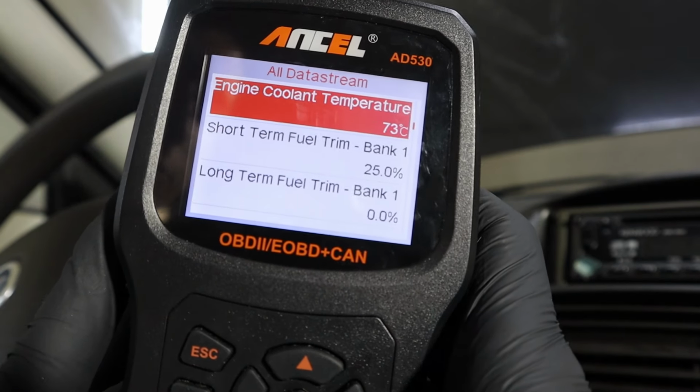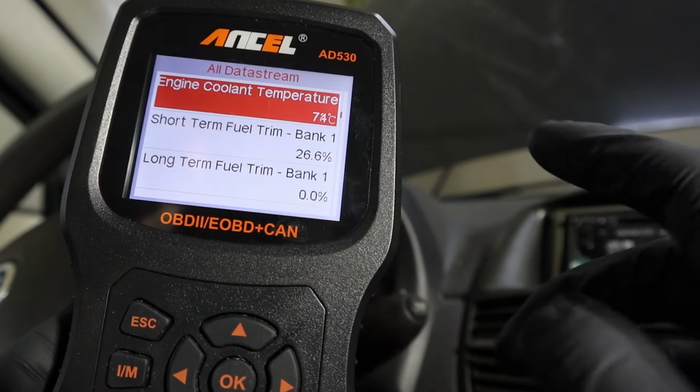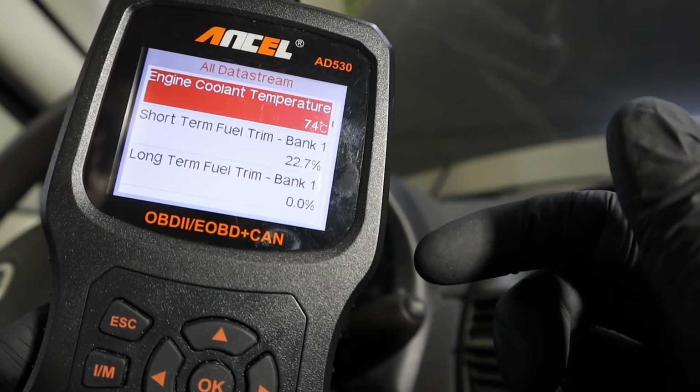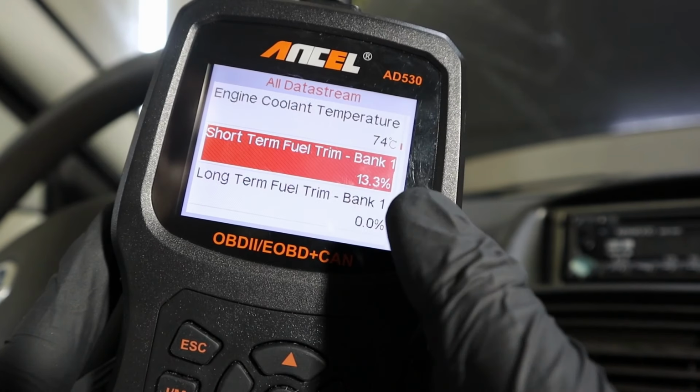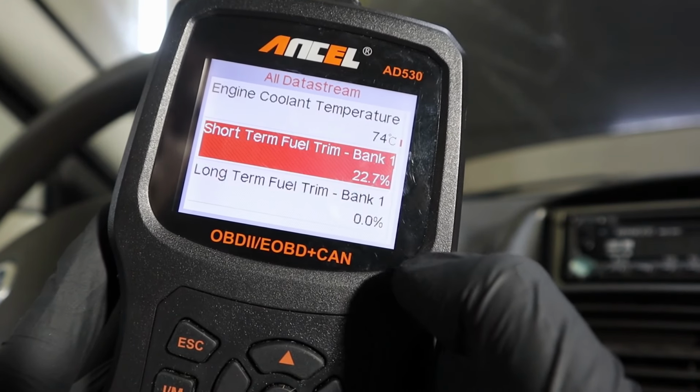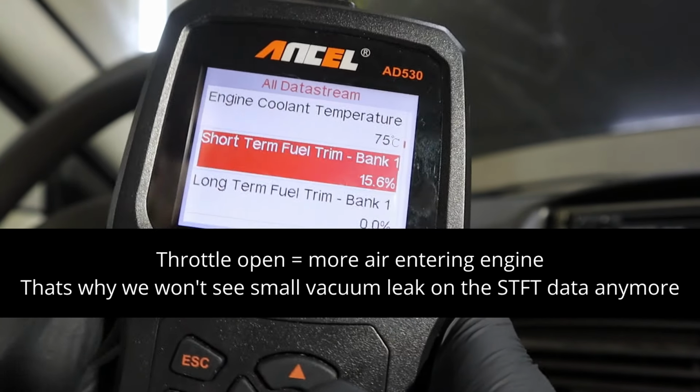So why is our engine using more fuel? I think that it is because we have a vacuum leak. So we have more air coming into the engine, and that's why the ECU is compensating with extra fuel. One easy test to see if you have a vacuum leak or not is to press the gas pedal, and if the value drops close to 0, you can be sure you have a vacuum leak. So let's try that.